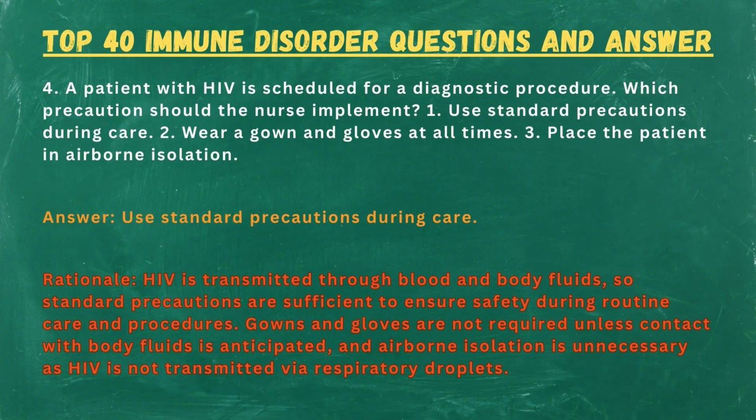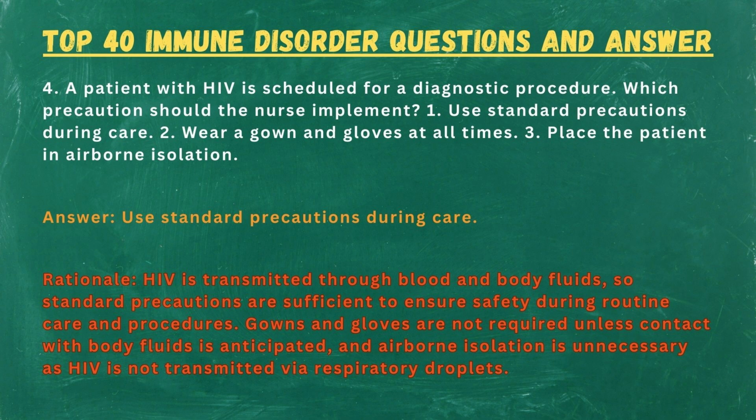4. A patient with HIV is scheduled for a diagnostic procedure. Which precautions should the nurse implement? 1. Use standard precautions during care. 2. Wear a gown and gloves at all times. 3. Place the patient in airborne isolation. Answer. Use standard precautions during care.